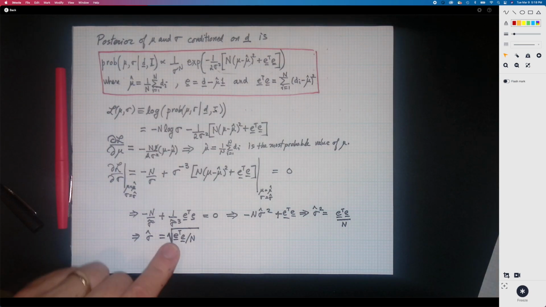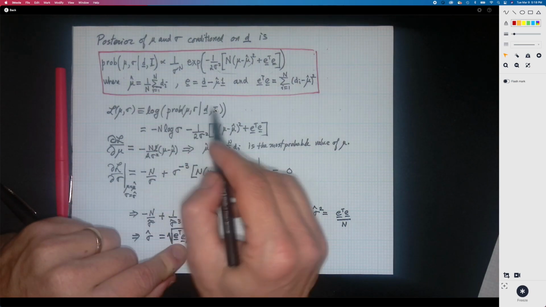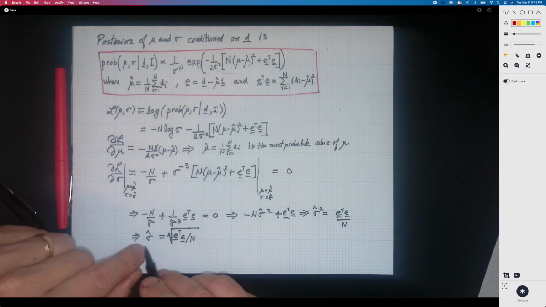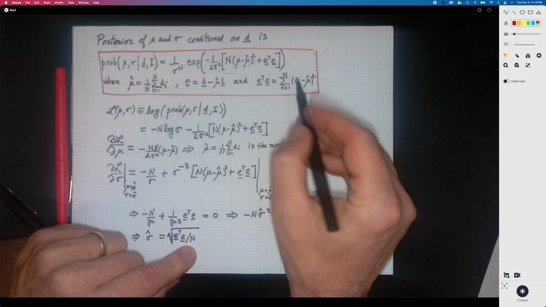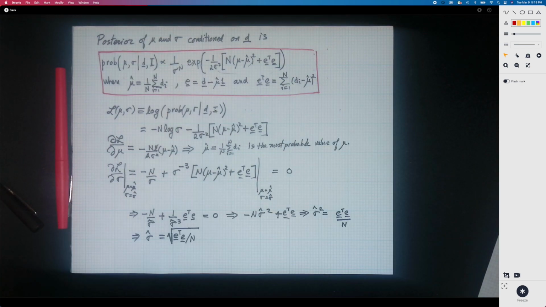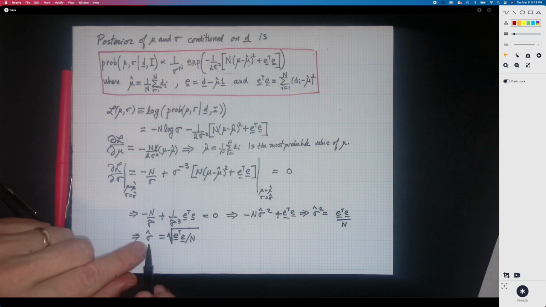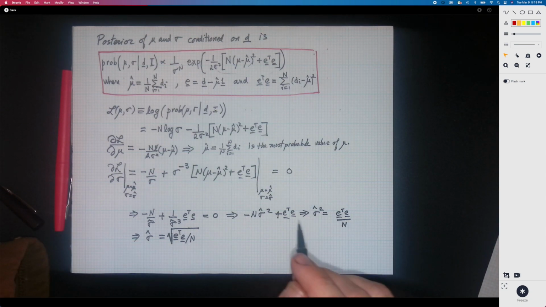And remember what E transpose E is. E transpose E is just the sum of the squares of the residuals. So it makes sense that that would be a good estimate for the variance, because it is the sample variance when I subtract off the mean. All right, so we found the most probable value of sigma hat and the most probable value of mu.